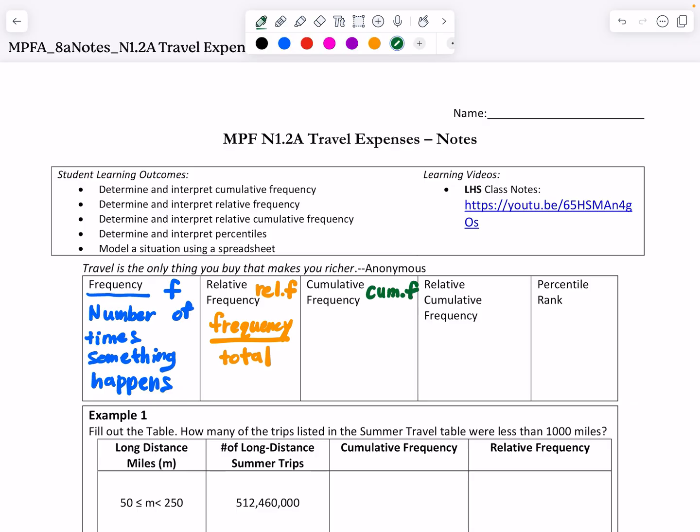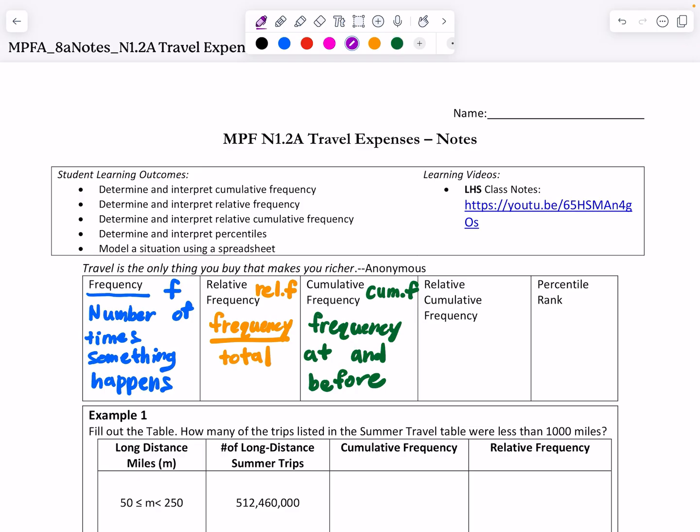And cumulative frequency is the frequency at and before. And that'll make a little bit more sense when we do some examples, but it's going to be everything at that point and everything under it, everything that already happened. And you'll see it more in some examples.